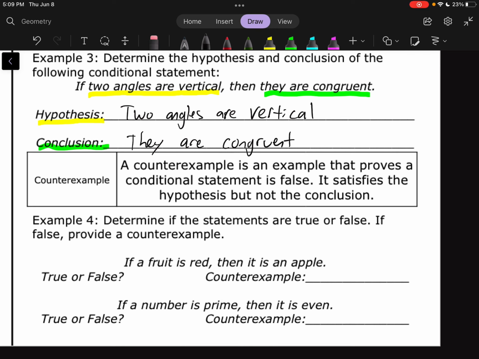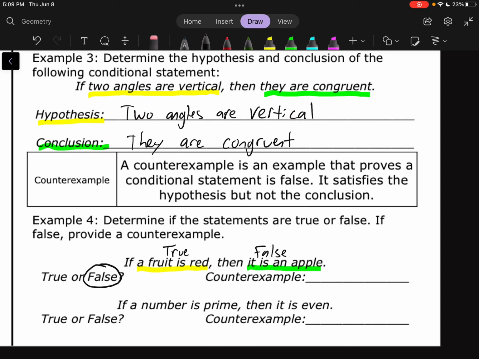This first statement says, if a fruit is red, then it is an apple. That is certainly false, right? That statement is false because I can think of a few fruits that are red but are not apples, right? We want to make sure that if we're coming up with a counterexample, we want to come up with an example where this part is true, but this part is false, right? We want a true hypothesis, a false conclusion in order to provide a counterexample.